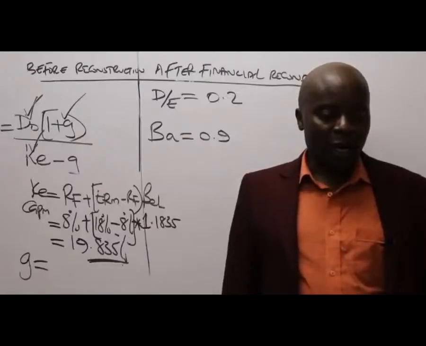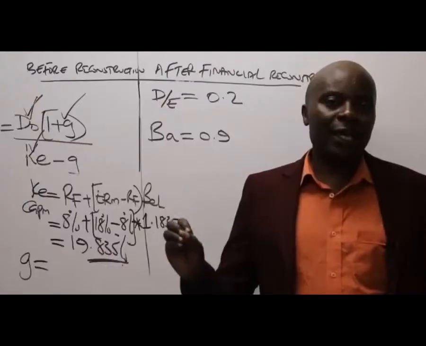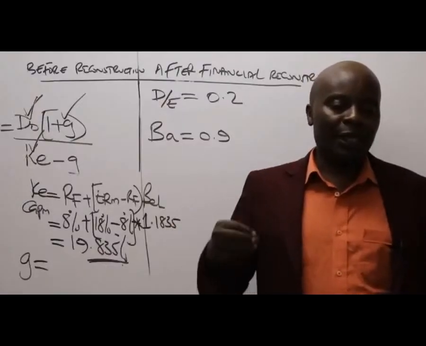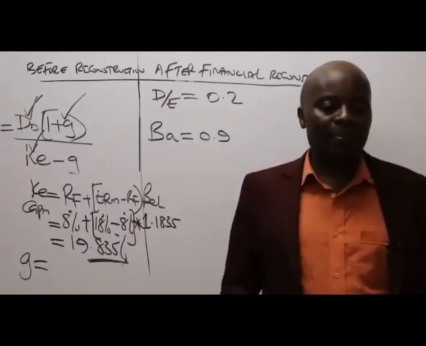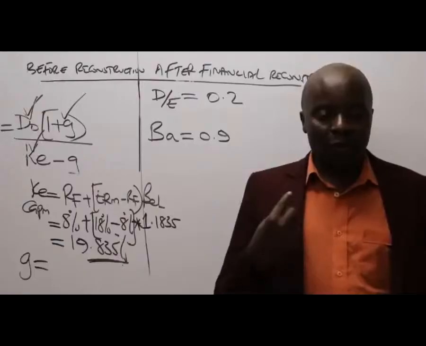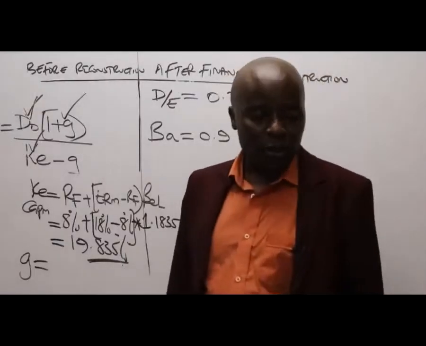Jamie is asking, why are we using BEL instead of just the normal beta? Remember, the normal beta that we have there is beta assets. And yet in the questionnaire, we need the beta equity of a levered firm. Jamie, there is a video you haven't watched.